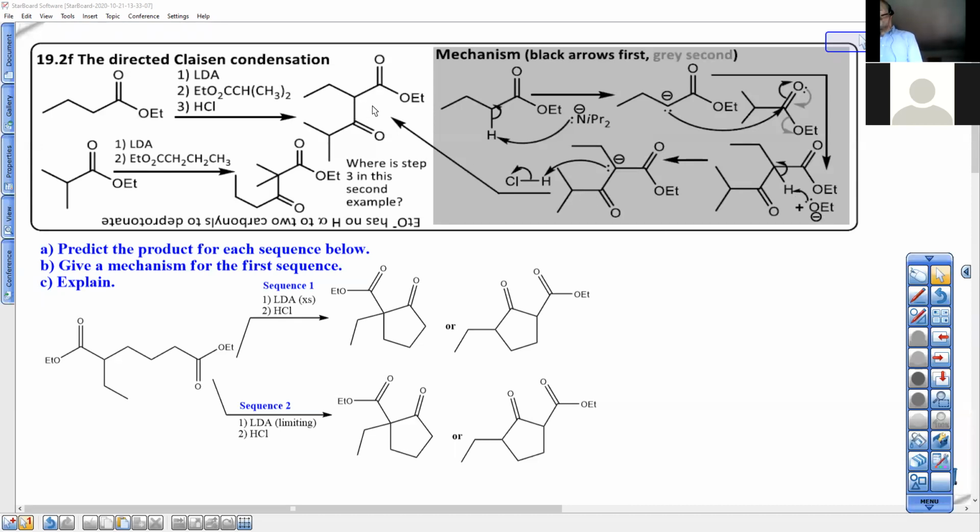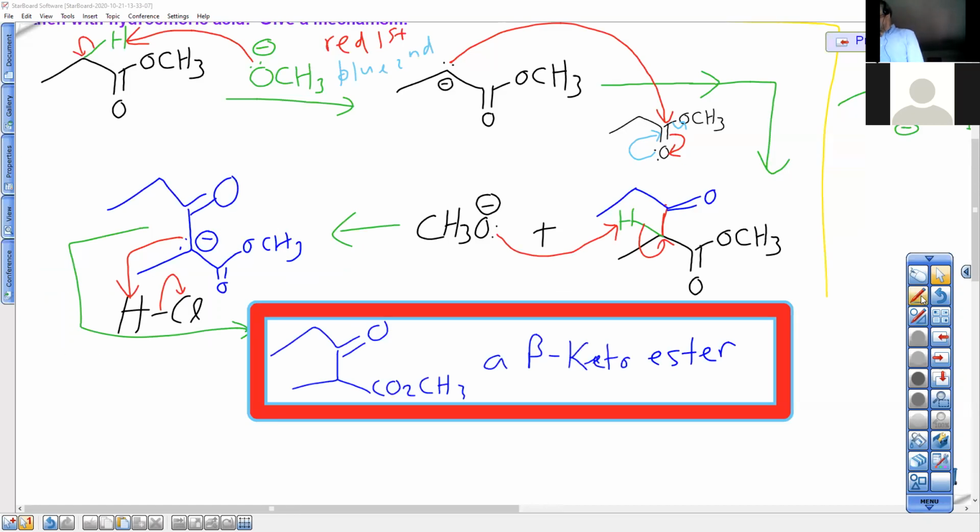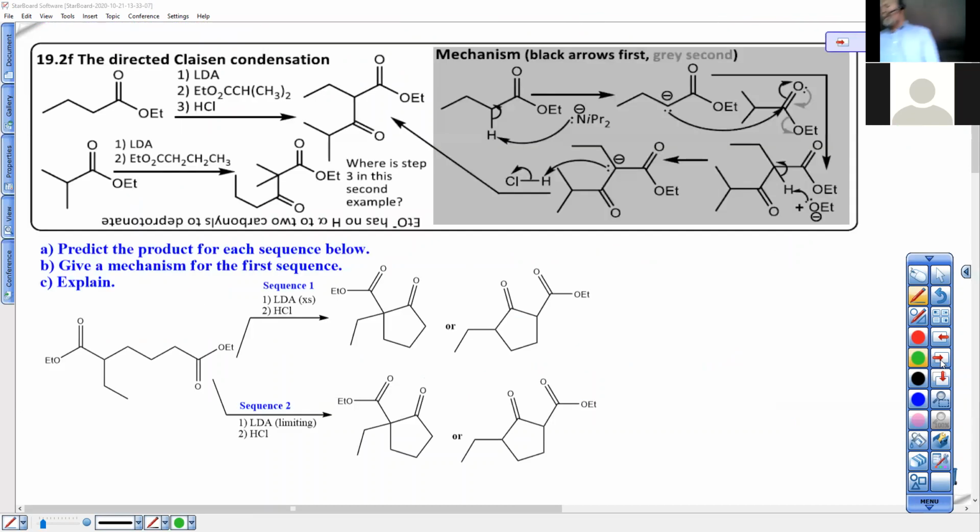Are you surprised? There's alpha, there's beta, just like on the previous page. We had alpha and beta. Alpha's here, alpha to the ester. On the beta position, a ketone. And same thing here. We have the alpha position to the ester, and beta is a ketone. Alpha and beta.